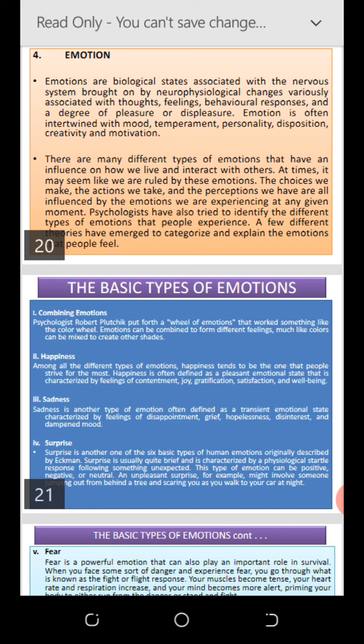Emotions are biological states associated with the nervous system, brought on by neurophysiological changes, which are variously associated with thoughts, feelings, behavioral responses, and a degree of pleasure or displeasure. Sometimes emotion is intertwined with our mood, our temperament, our personality, our disposition, and our creativity.